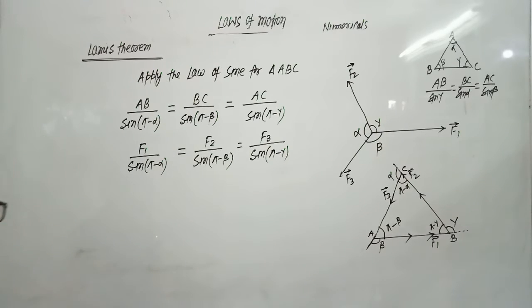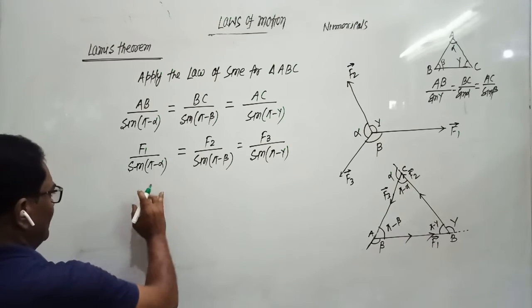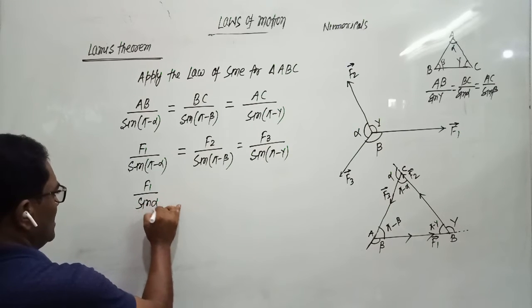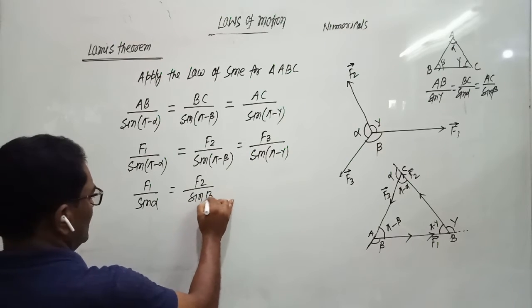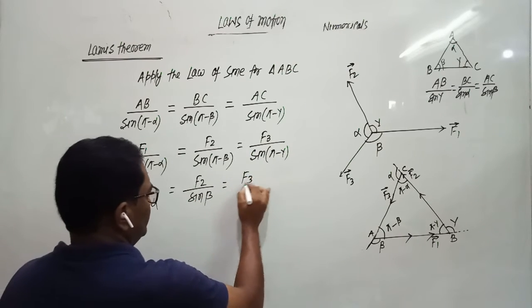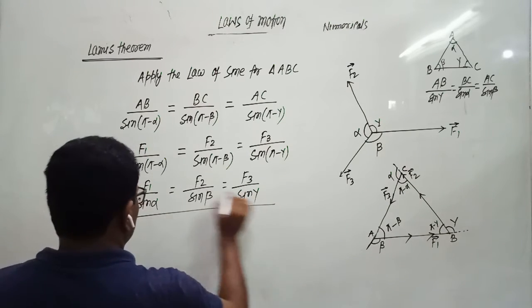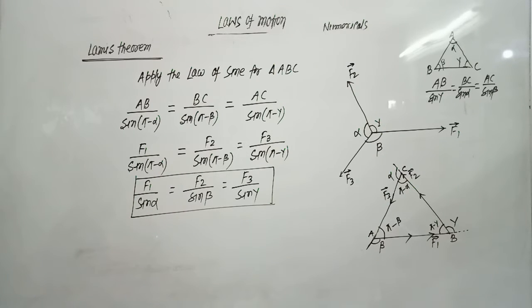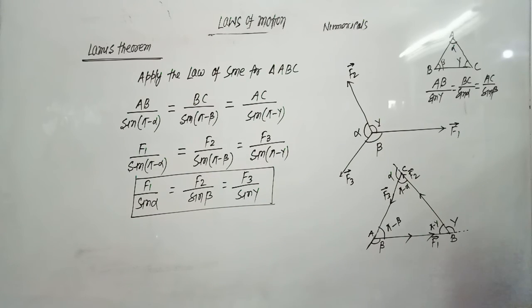And we know sine pi minus alpha equals sine alpha. So F1 upon sine alpha equals F2 upon sine beta equals F3 upon sine gamma. So this is called Lami's theorem, which we use in solving problems. Suppose the three angles are given and two forces are given, and there is one unknown force which we have to calculate.